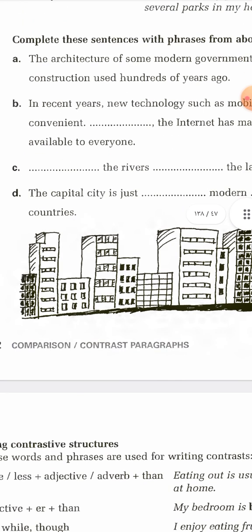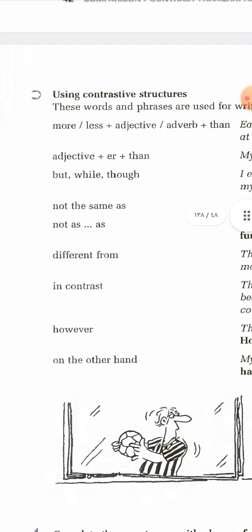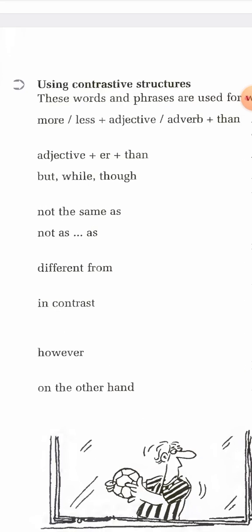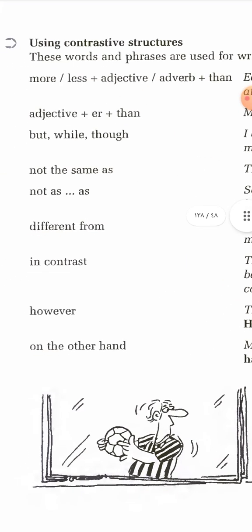Now we go to the second one, which is contrastive structure. These words or phrases are used when writing contrast. Have a look at them: but, while, though, adjective bigger than, smaller than, taller than, more expensive than, less expensive than, not as good as, different from, in contrast, however, on the other hand.